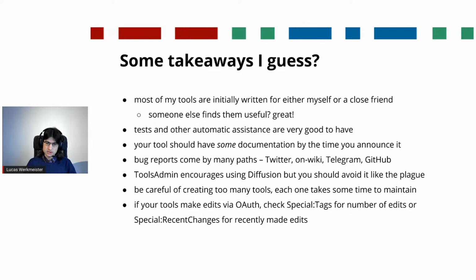And finally, I guess to answer the question of how I measure impact for my tools, if they make edits through OAuth, then I can look at the special tags page and then it will tell me this and this many edits were made with that tag from that OAuth consumer. So I can know that however many thousands or in some cases millions of edits were made on some wikis through Quick Categories or some other tools. And you can also look at what people are doing right now by looking for that tag on Special:RecentChanges.